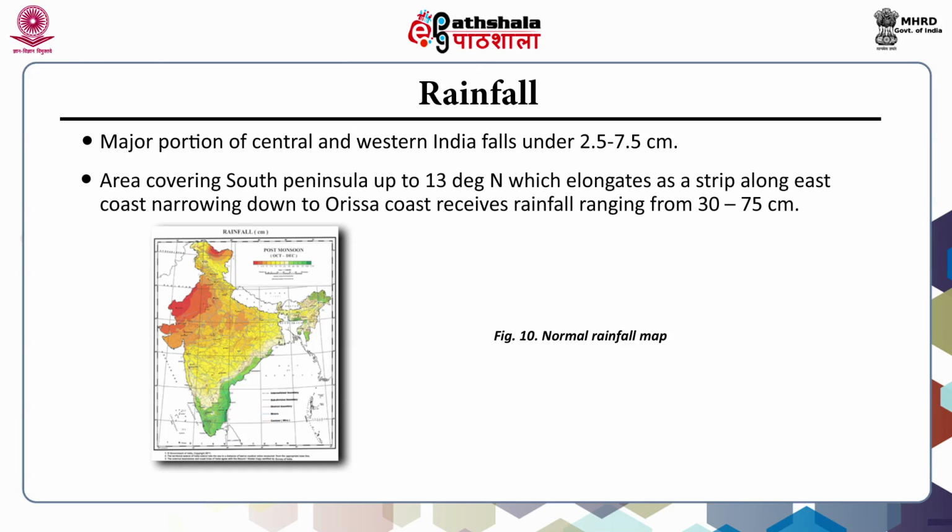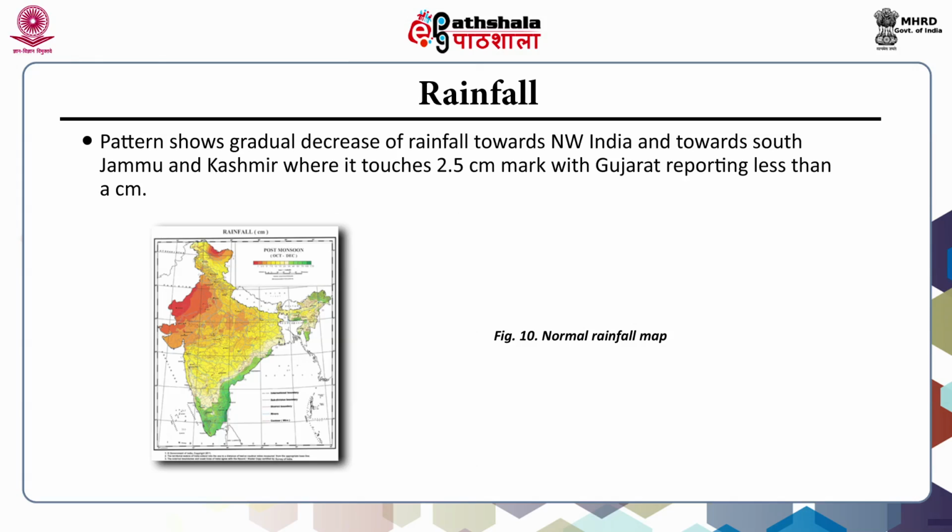The area covering the South Peninsula up to 13 degrees north, which elongates as a strip along the east coast narrowing down to the Orissa coast, receives rainfall ranging from 30 to 75 centimeters. The pattern shows a gradual decrease of rainfall towards northwest India and towards South Jammu and Kashmir, where it touches the 2.5 centimeter mark, with Gujarat reporting less than even a centimeter.